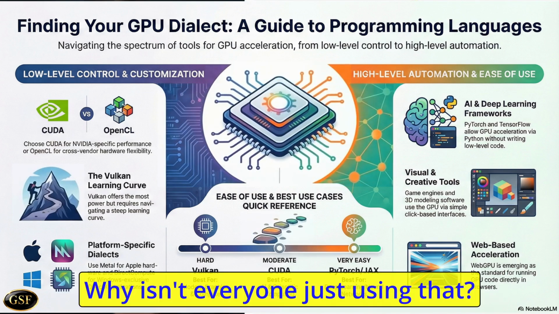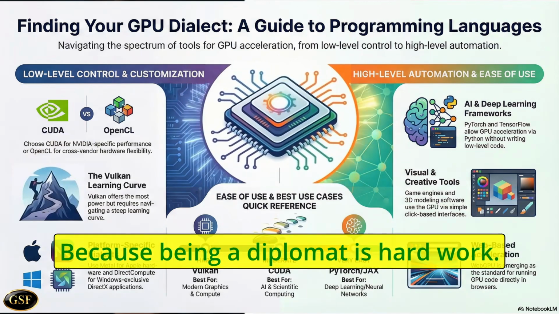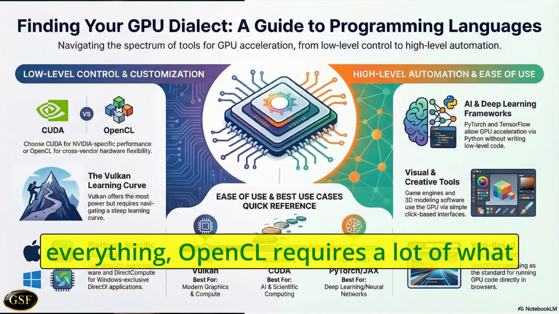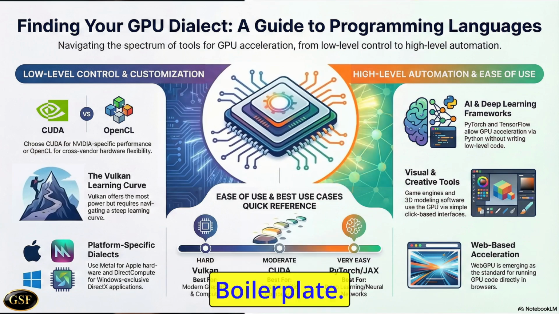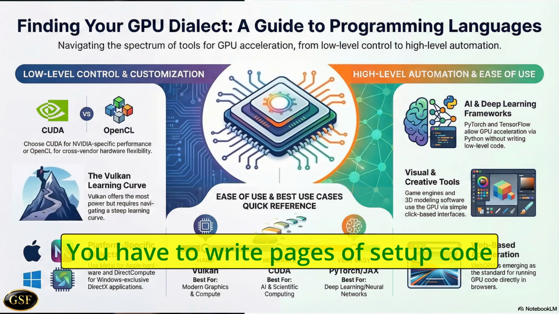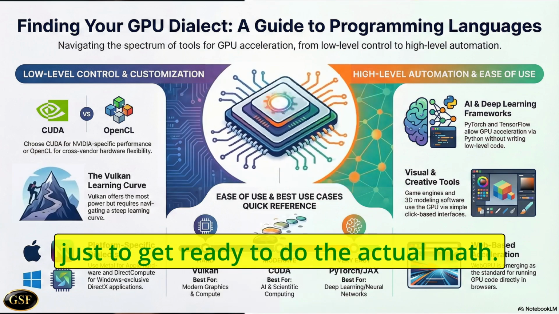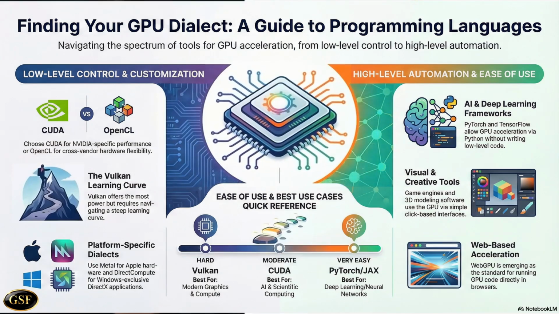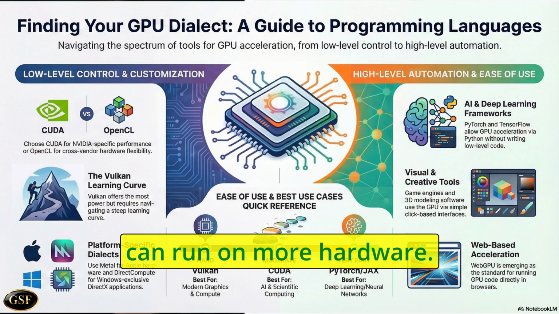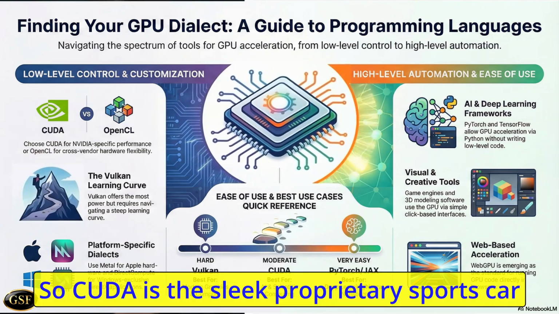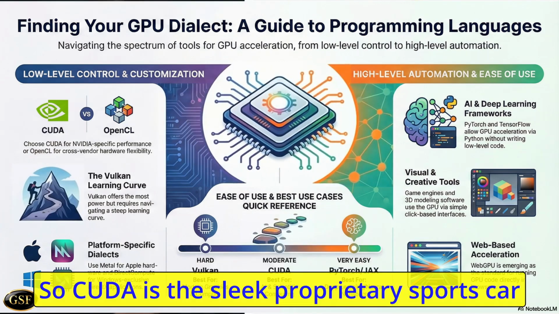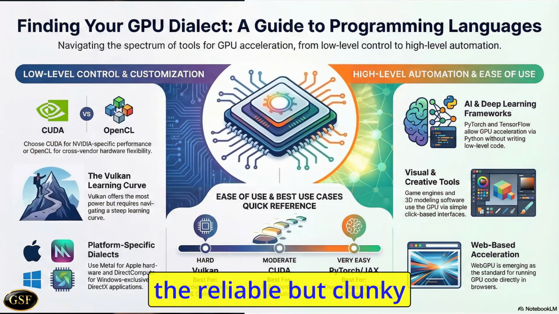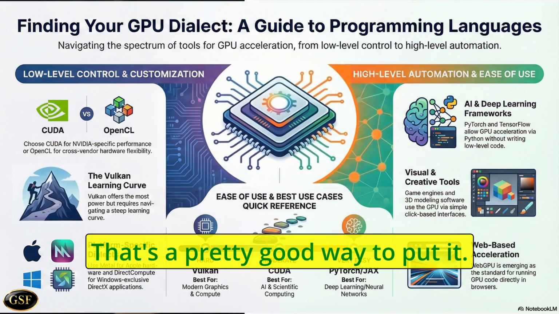That sounds ideal. Why isn't everyone just using that? Because being a diplomat is hard work. To make code that runs on literally everything, OpenCL requires a lot of what we call boilerplate. Boilerplate. You have to write pages of setup code just to get ready to do the actual math. It's verbose, it's often slower to develop in than CUDA, even if the end result can run on more hardware. I see. So CUDA is the sleek proprietary sports car, and OpenCL is kind of the reliable but clunky public bus. That's a pretty good way to put it.